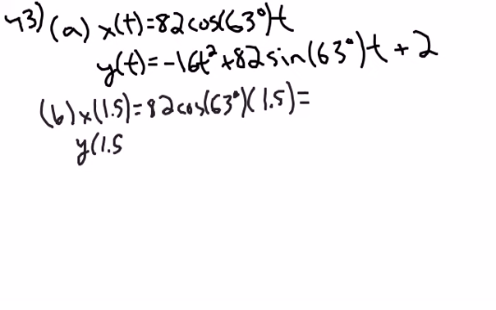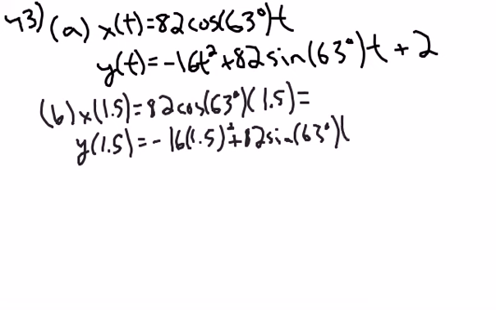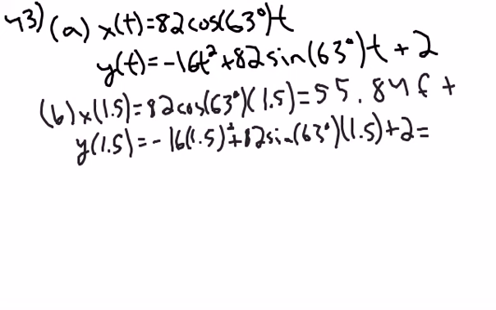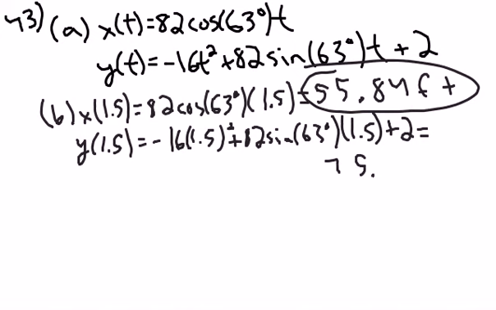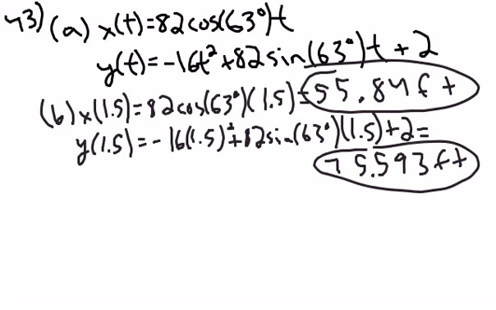to both the x and y equations. Okay, so your x value will turn out to be 55.84 feet. And then your y will be 75.593 feet. Okay, so there's parts A and B. I can continue part C over here.